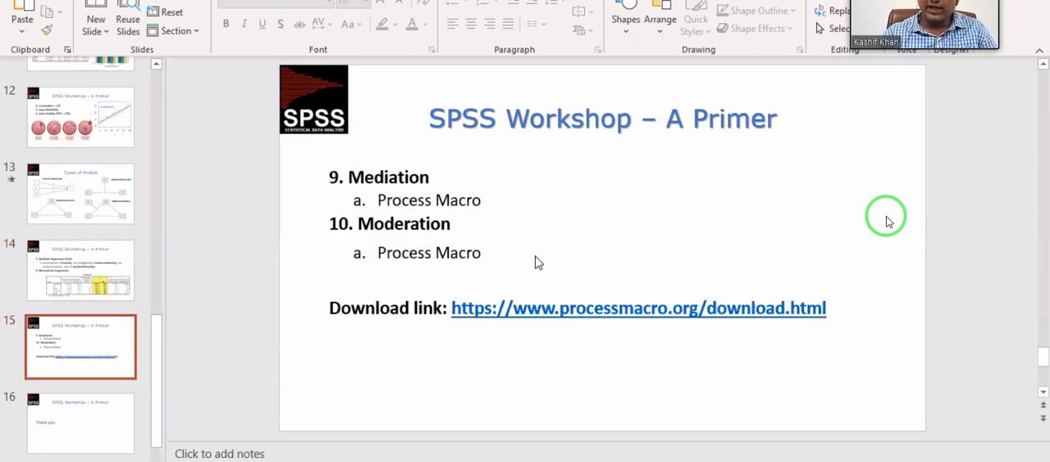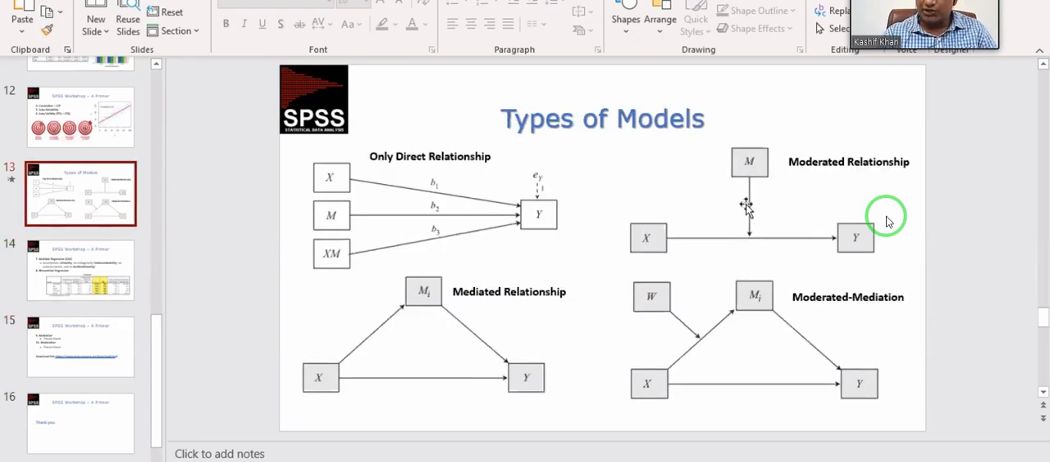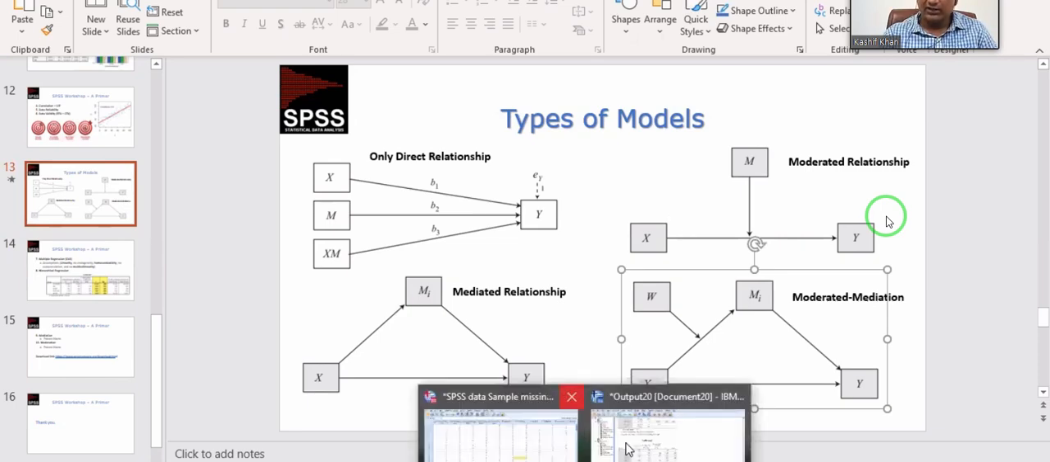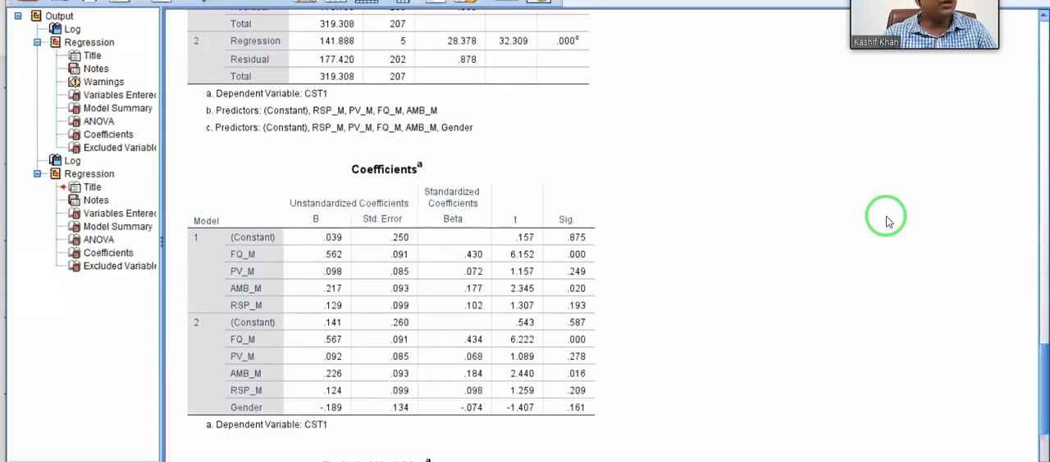Let's go next to mediation and moderation. In mediation and moderation, I'll try to do three types: number one, simple moderation; number two, simple mediation; and number three, moderated mediation. Okay, so let's go back and close it here.